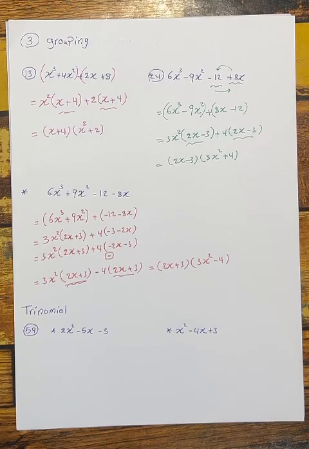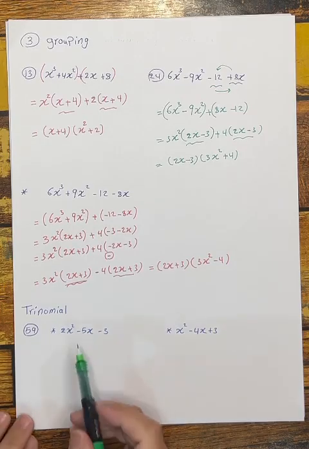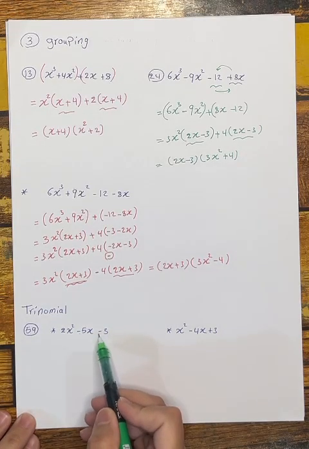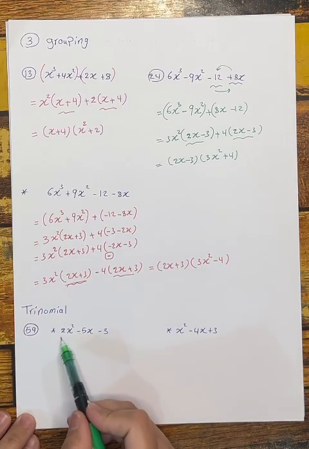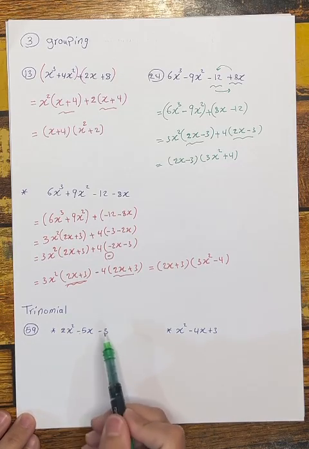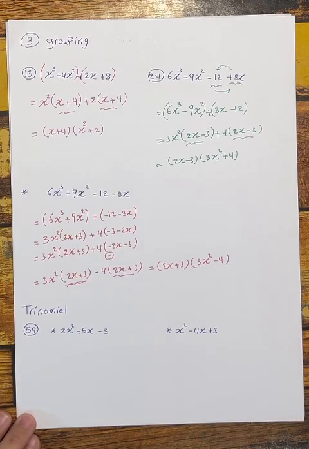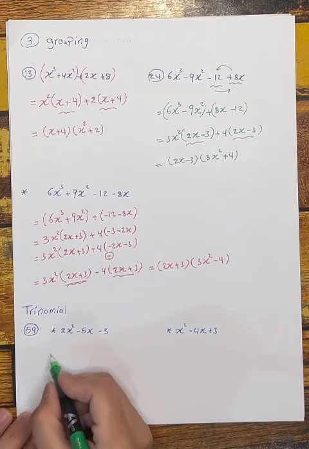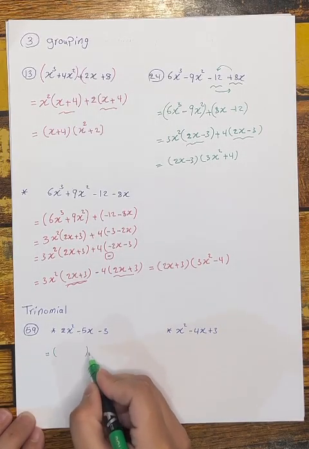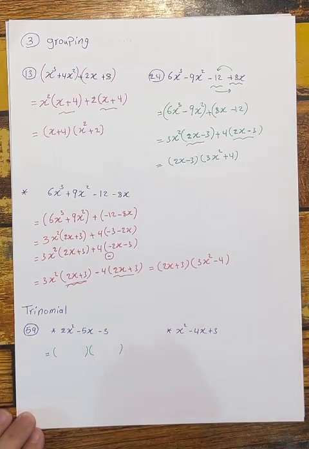The last questions are about trinomials. Sometimes we have three terms, and we can't make a group for them or factor out a number. We need to solve it by factoring the trinomial. 2x power of 2 minus 5x minus 3. As you see, there is no GCF for it, and there is no common variable between them. So we need to open two brackets.